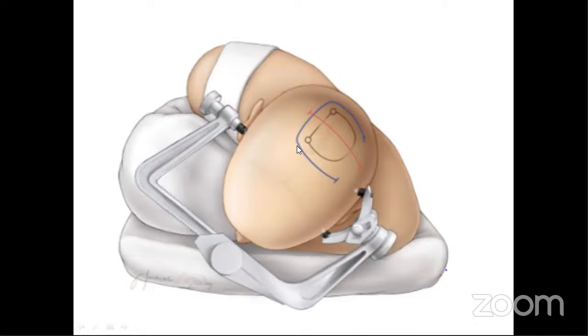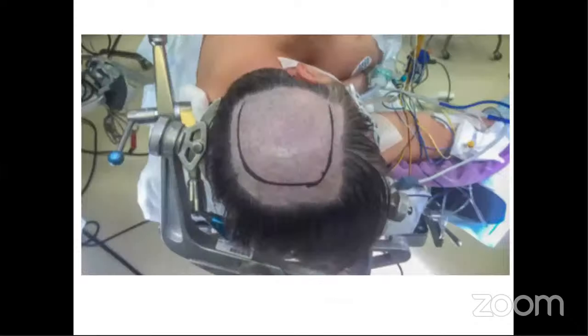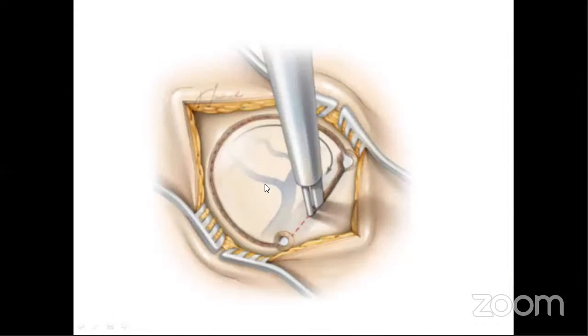You should cross 1 to 2 centimeters of your skin marking on the opposite side, and then you make an inverted U-shape incision. The same thing here. Here you can see this is a large inverted U-shape incision for a large parietal parasagittal meningioma.